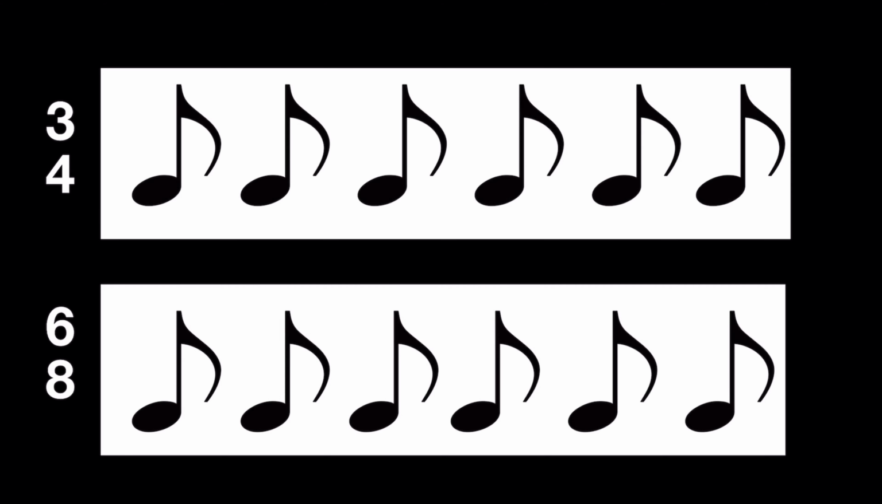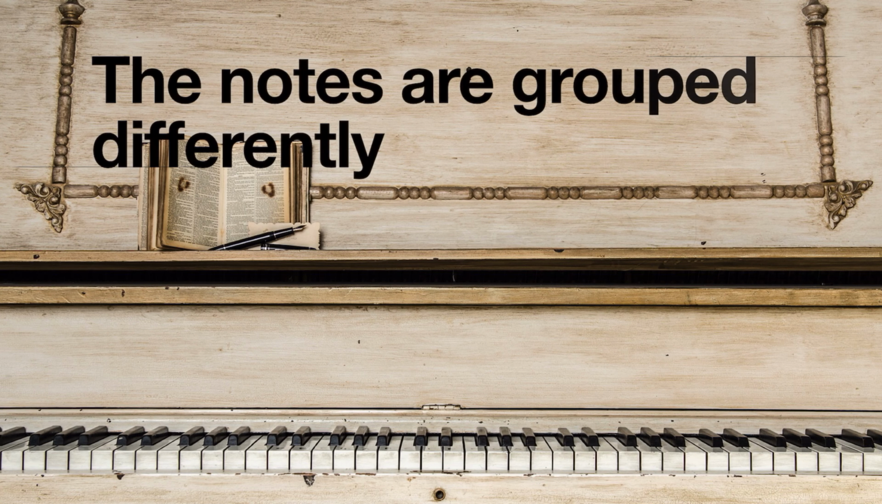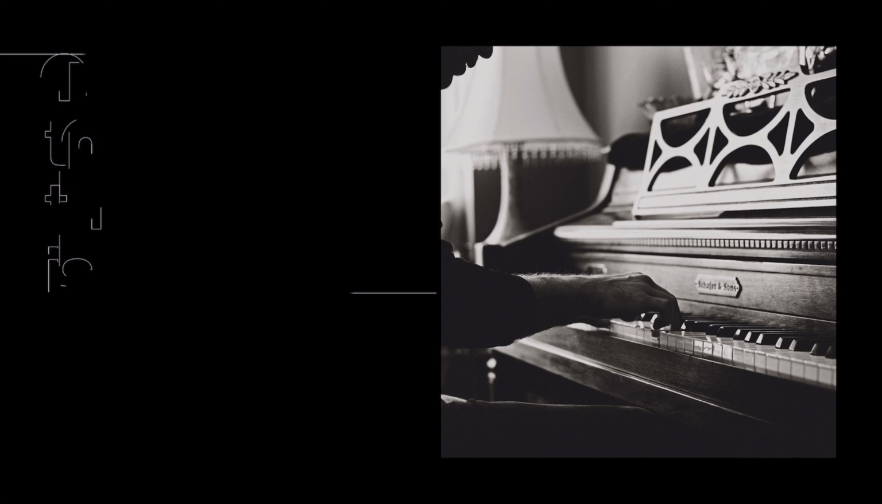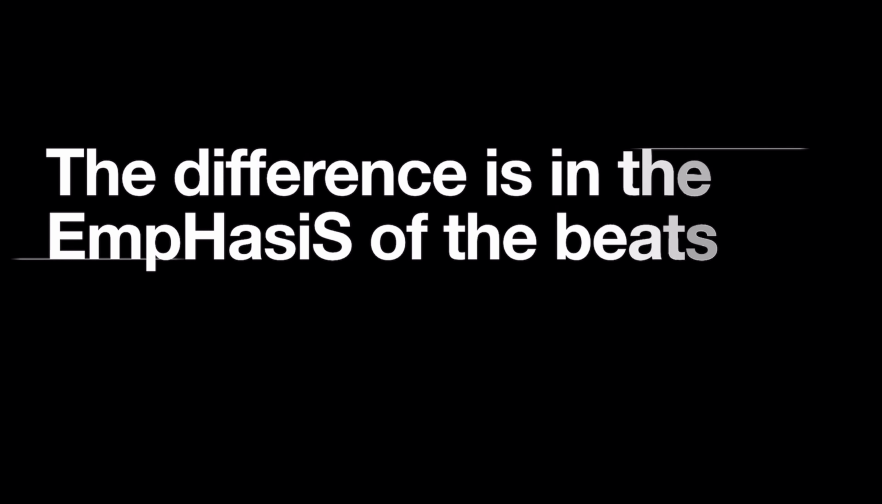So what's the actual difference? Let me tell you. Here's the difference. The notes in 3/4 time and 6/8 time are grouped differently. This means the feel of the music is different. The difference is in the emphasis of the beats.